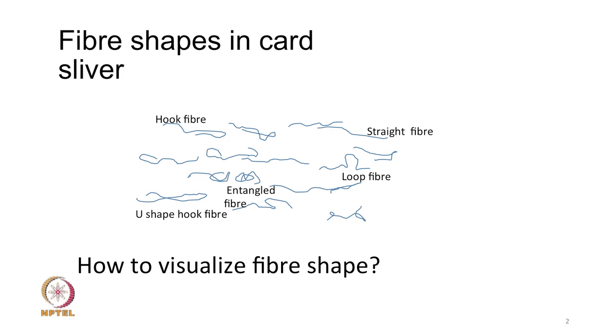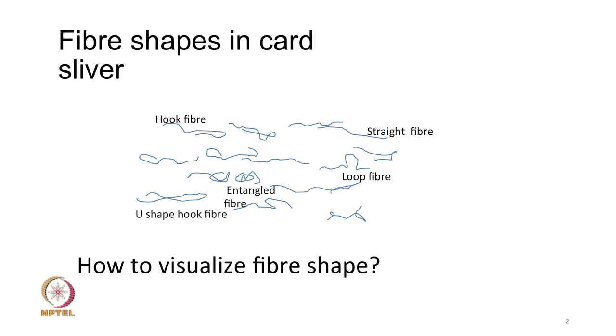We can see that some fibers are straight in nature, like the fiber shown here. Some fiber ends are bent in the form of a hook, we call them hook fiber. Some fibers are bent and the two limbs of the hook are almost similar in length, we call them U shaped hook fiber. Some fibers are forming a loop, so we call it loop fiber.